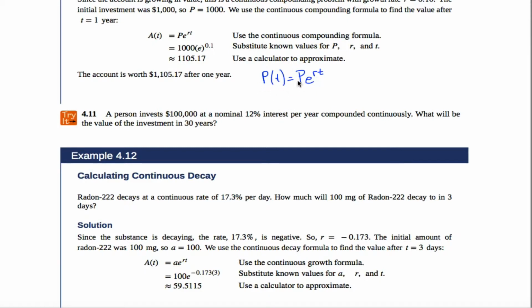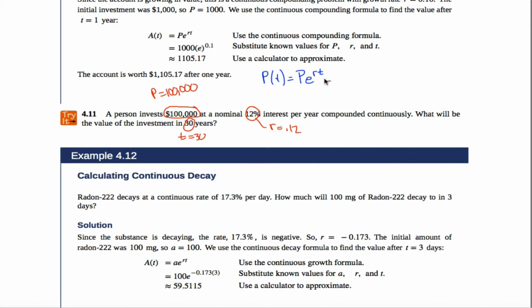But whatever, you get a formula that looks something like this, where this is the amount you have at the end at time t, and this is the amount you start out with. And so all I got to do is take all these numbers and plug them into the right spot. So a person invests 100K, must be nice, at a rate of 12% per year, compounded continuously. That tells me I use this formula right here. That's important. What will the value of the investment be in 30 years? In other words, t equals 30.